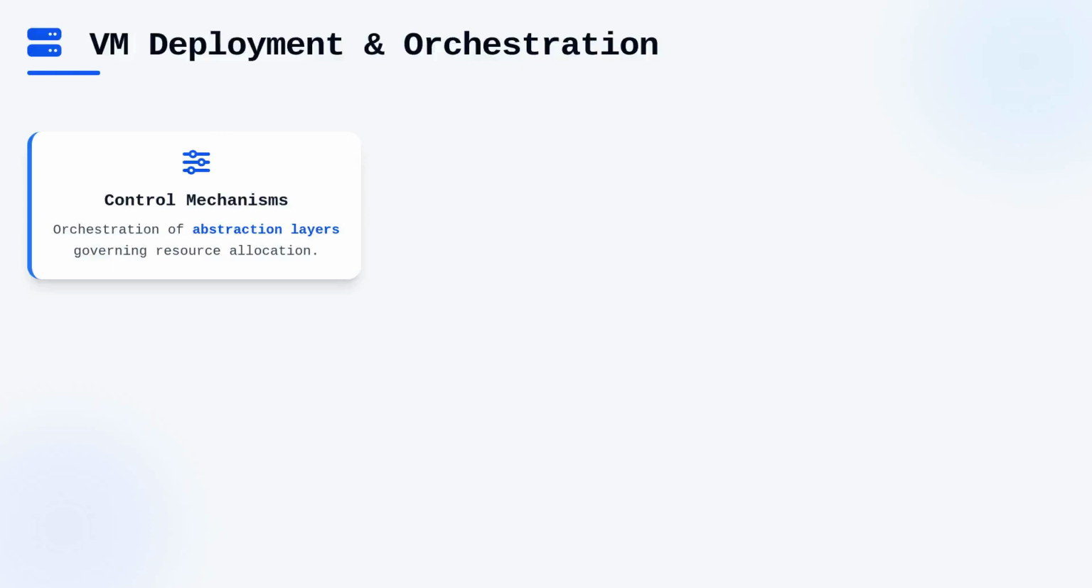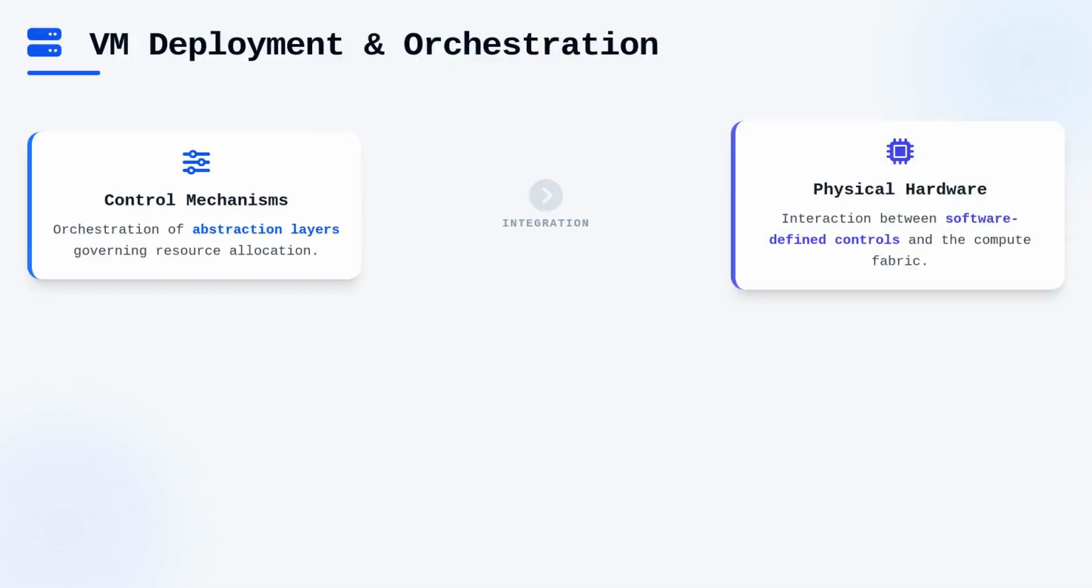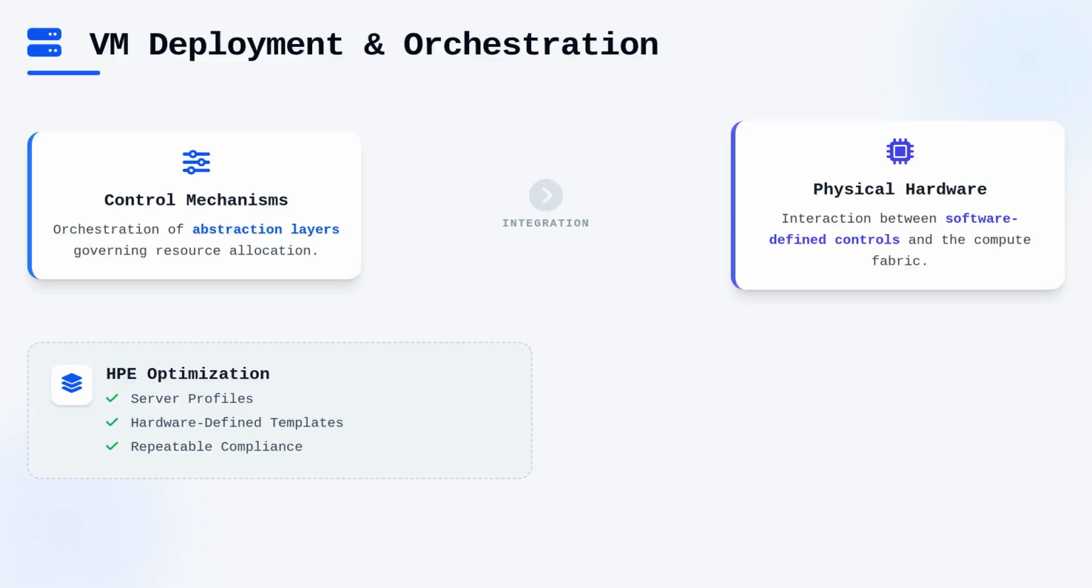Effectively provisioning a virtual machine is not simply a matter of selecting an image and assigning CPU or RAM, but rather understanding how software-defined control mechanisms interact with the physical hardware layer. HPE environments often leverage specific abstractions, such as server profiles and hardware-defined templates, to ensure that the deployment is consistent, repeatable, and compliant with established architectural constraints.